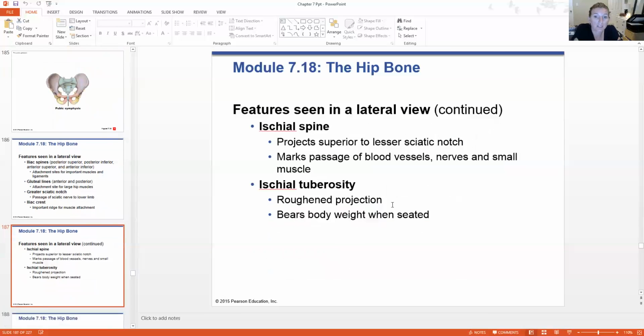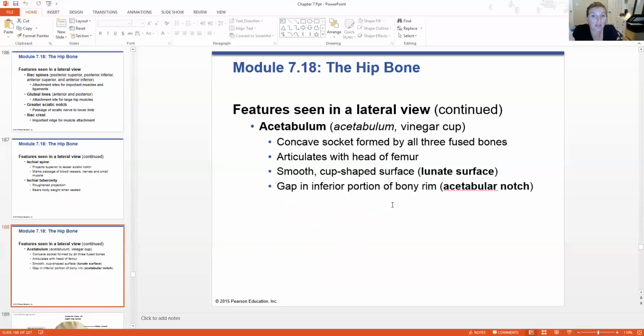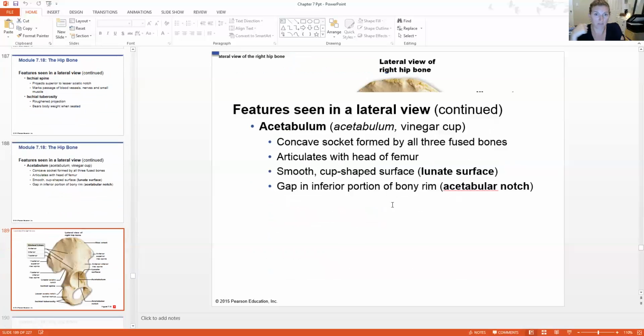The ischial spine and ischial tuberosities are both features of the ischium. The ischium is the part that you kind of sit on. That's your butt bone, so to speak. The acetabulum is like a concave socket. This is where all three bones get fused together. So all three of them make up this area. And this is where the head of the femur sits.